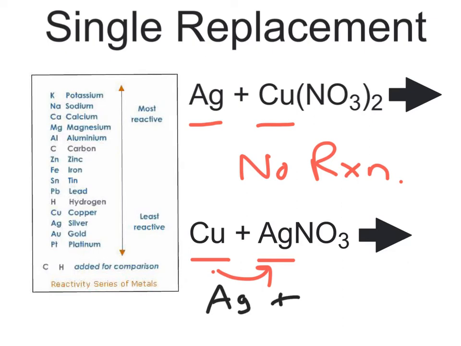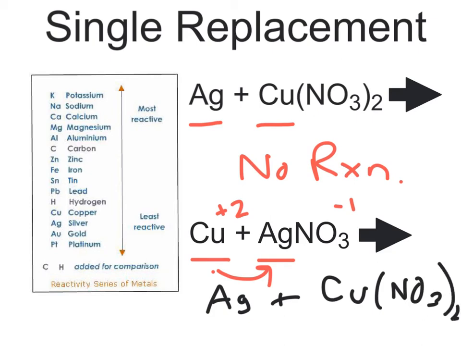Again, we have to take a look at the charges. Nitrate has a minus 1 charge, and copper has a plus 2 charge. When we crisscross these, we end up with the formula copper 2 nitrate, which is Cu(NO3)2.